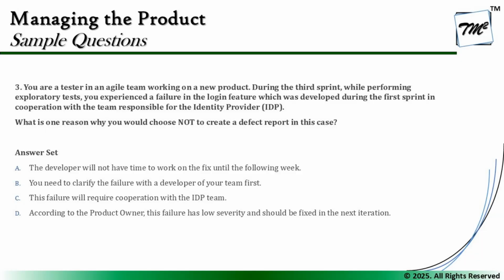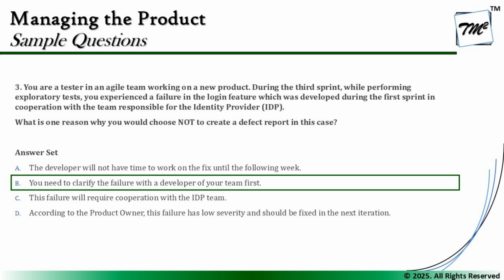But if I come back and conclude what would be the reason which does not let you create a report, the right answer is B, that is, you need to clarify the failure with the developer of your team first. And to do that, you don't really have to document everything. You can just casually go and talk to them and get clarity, and then look forward to documenting if required. If it is happening then and there, then we don't document it. So that's one good reason to answer that.